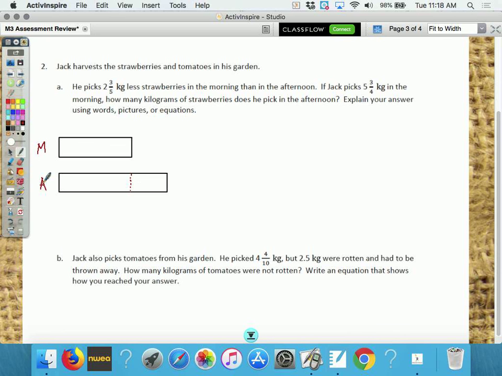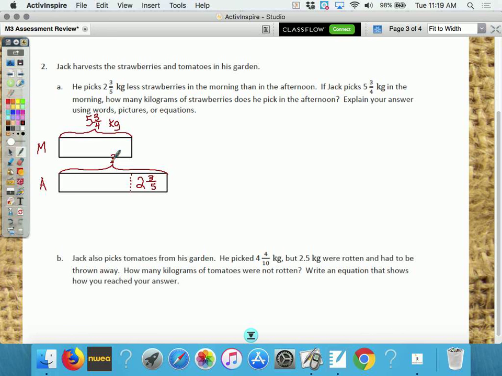And how much did he pick in the morning? 5 3/4 kilograms. Okay? And then the afternoon he picks more, doesn't he? So 2 3/5 more. Okay, now this problem is pretty simple when you look at it, because we have to figure out the total of the afternoon. Okay, that's what we have to figure out.